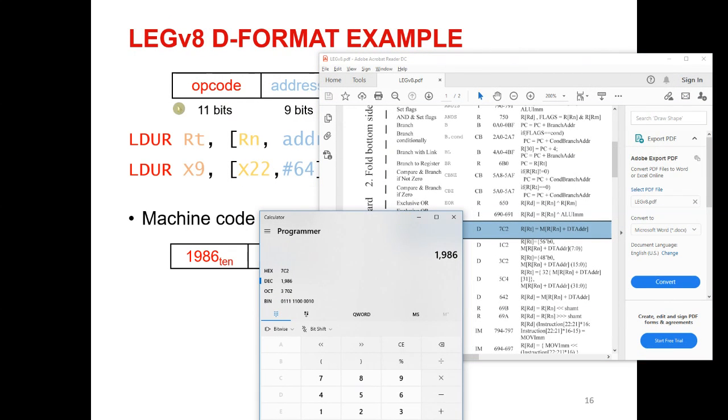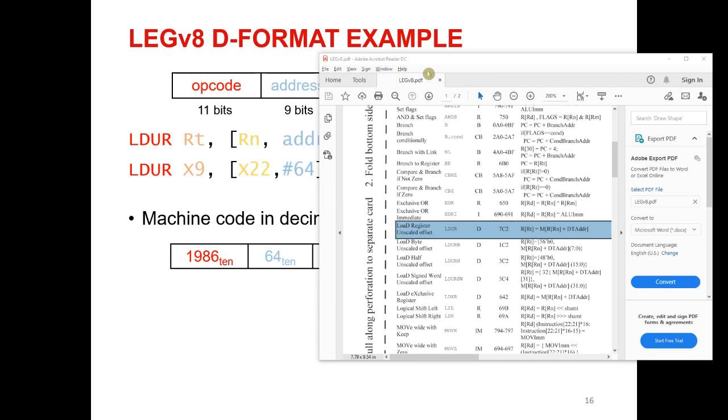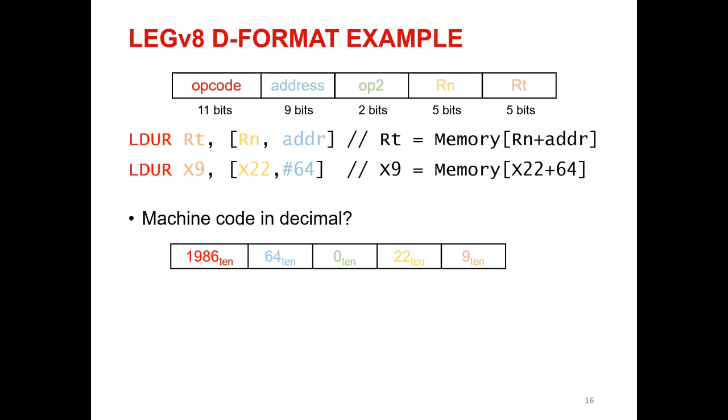Okay, so this operation code, I have looked into the LEC reference data. I have seen that the code for this operation is 7C2, and I have just converted this hexadecimal into decimal value, which is 1986. Make sense? Once I have done this, I have all the information I need for converting my instruction into matching code.